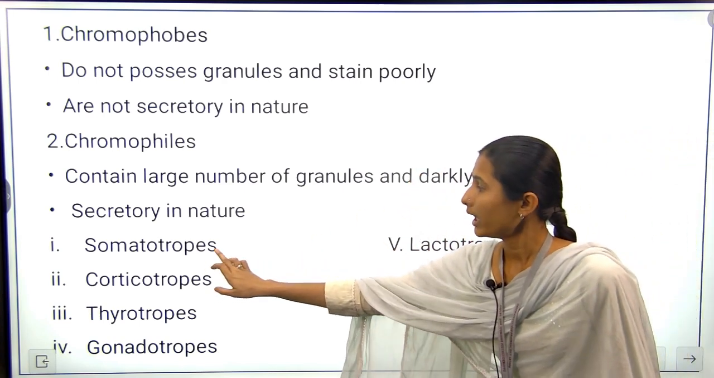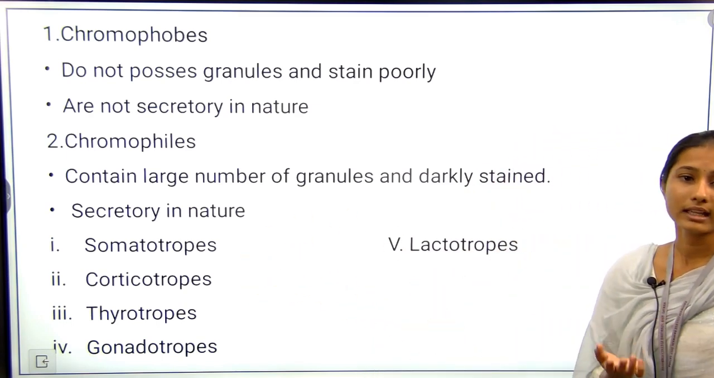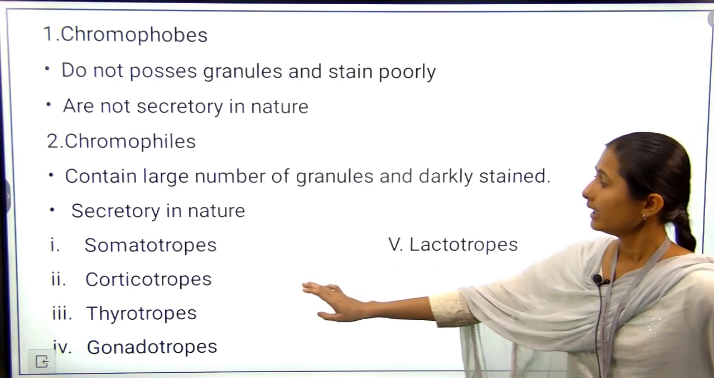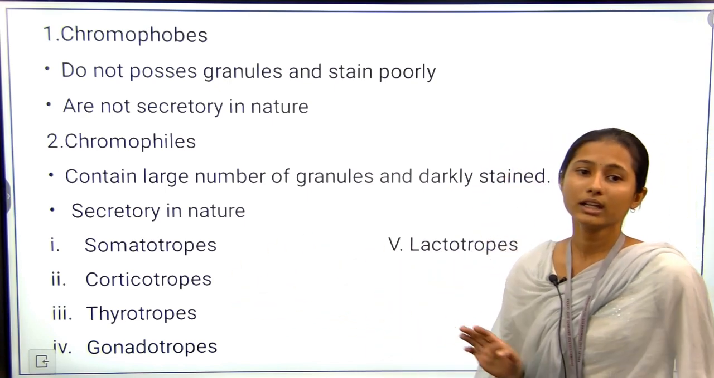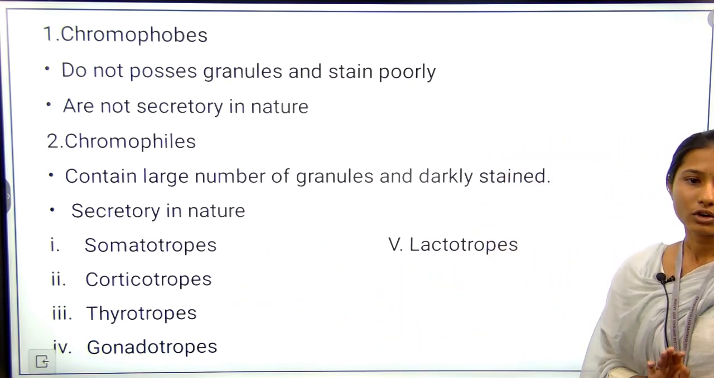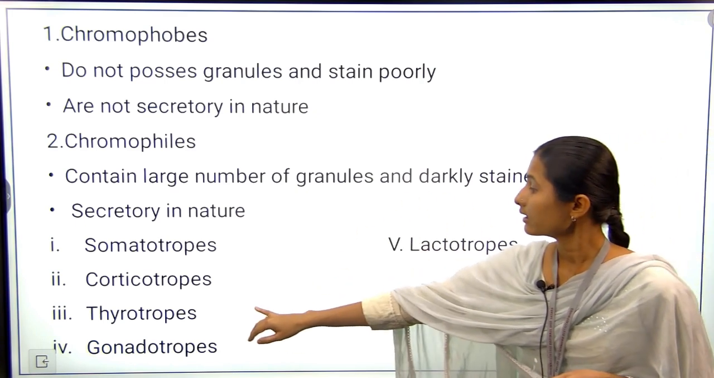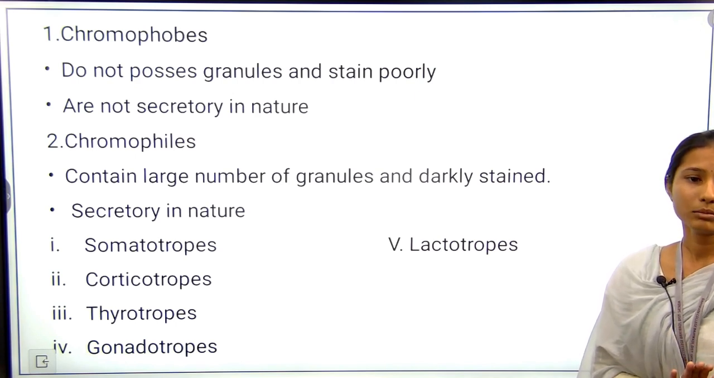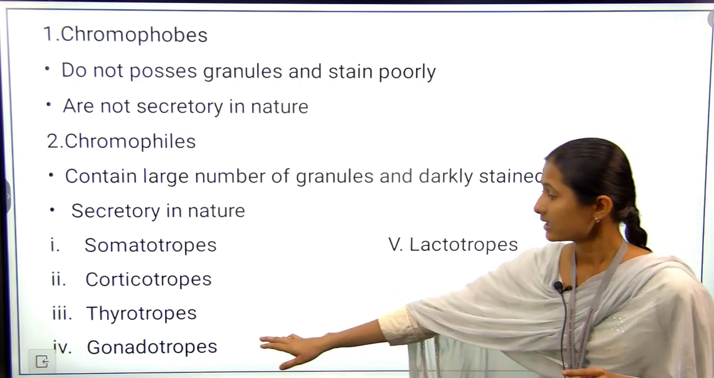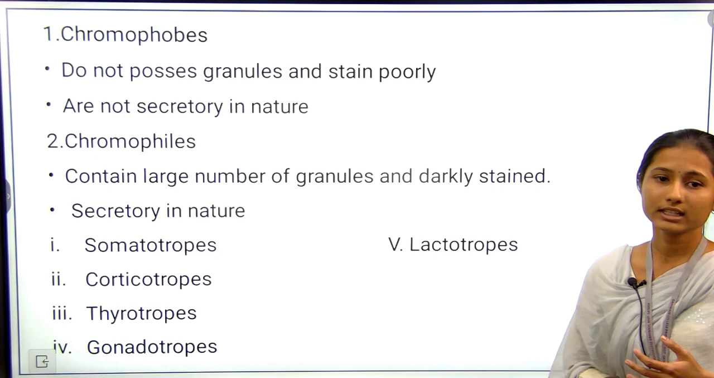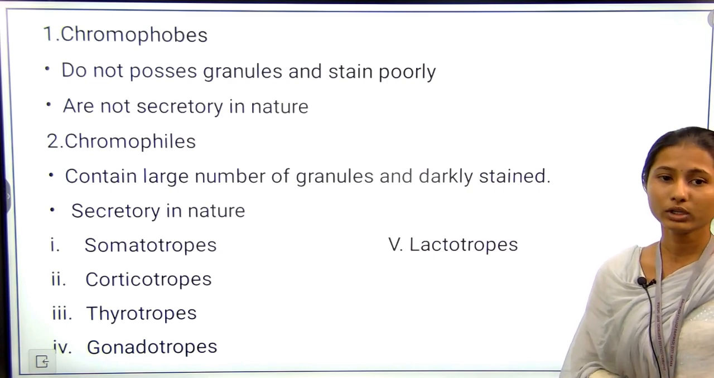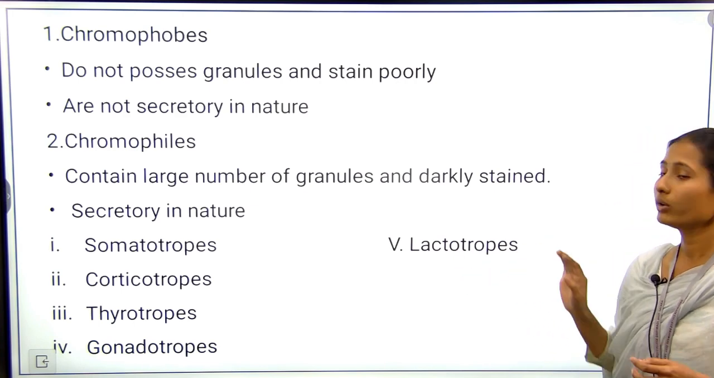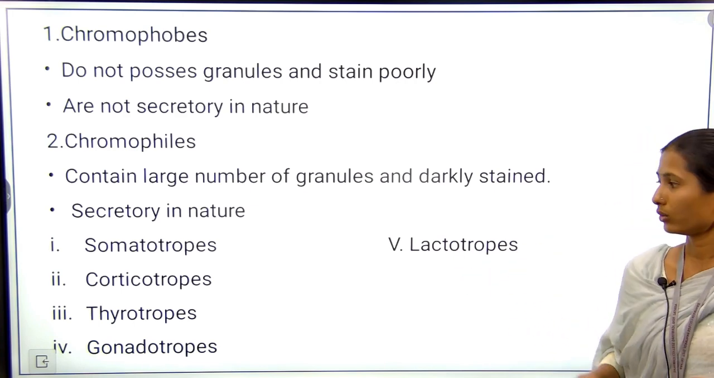First is somatotrophs, which secrete somatotrophic hormone or growth hormone. The next is corticotrophs, which secrete adrenocorticotrophic hormone. The next is thyrotrophs, which secrete thyroid stimulating hormone. The next is gonadotrophs, which secrete FSH, follicle stimulating hormone, and luteinizing hormone. And last is lactotrophs, which secrete luteinizing hormone.